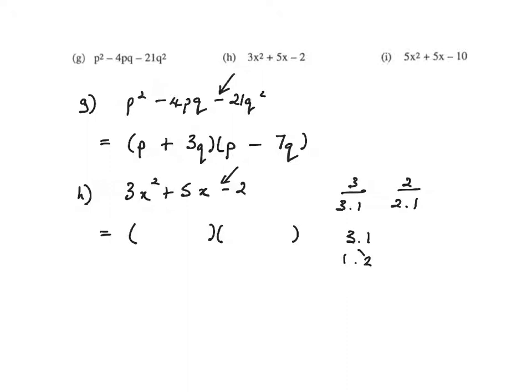3 times 2 is 6. 1 times 1 is 1. From a 6 and a 1 I can get a 5. So I'll put the 3 and the 1 in this position, 3x and 1x, and then the 1 and the 2 in this position here. Now I want to get a plus 5, so that's going to be a plus 6 and a minus 1.